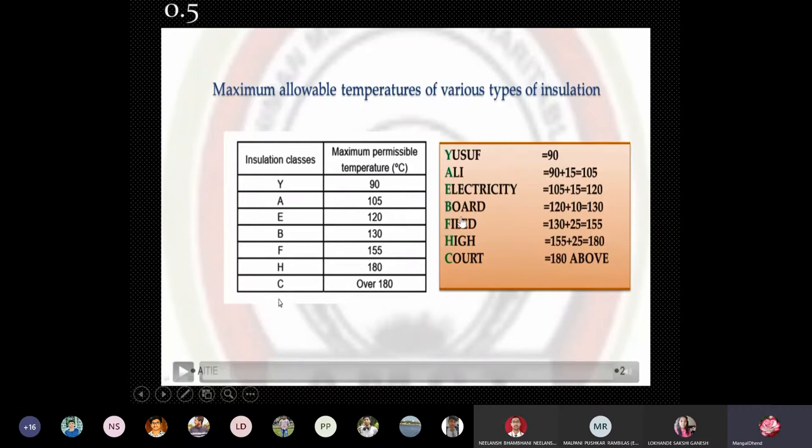When I learned in my college days, my professor also told the same key. Now you can change according to your interest. You soup all electricity board field high code. You can remember like that and just put on this. So one sentence or one phrase you can remember.